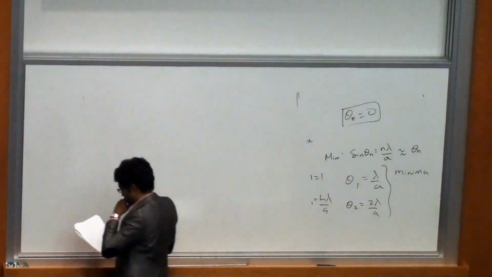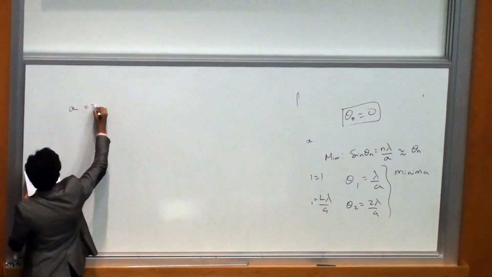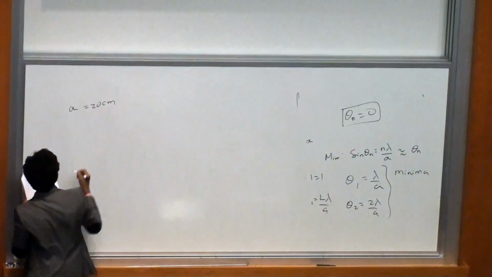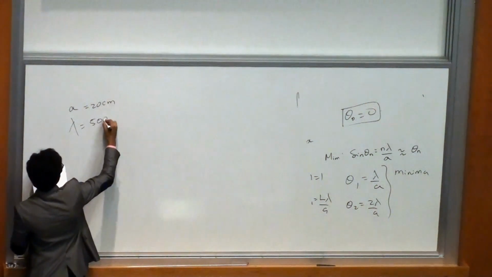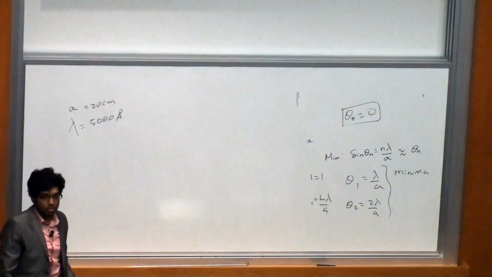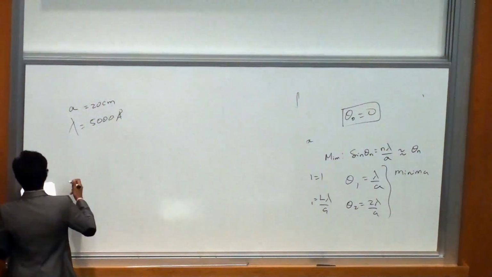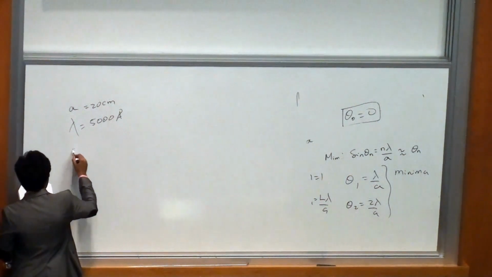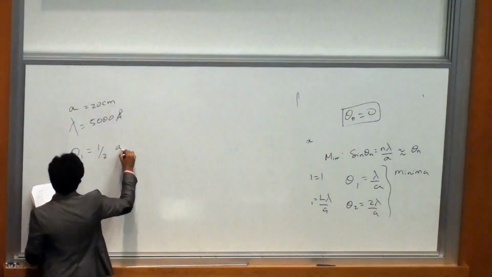So if we take a lens with diameter a equal to 20 centimeters, and my wavelength is, let's say, 5,000 angstroms, again, remember, an angstrom is 10 to the negative 10 meters, then my theta 1, my angular separation, will be about half an arc second.